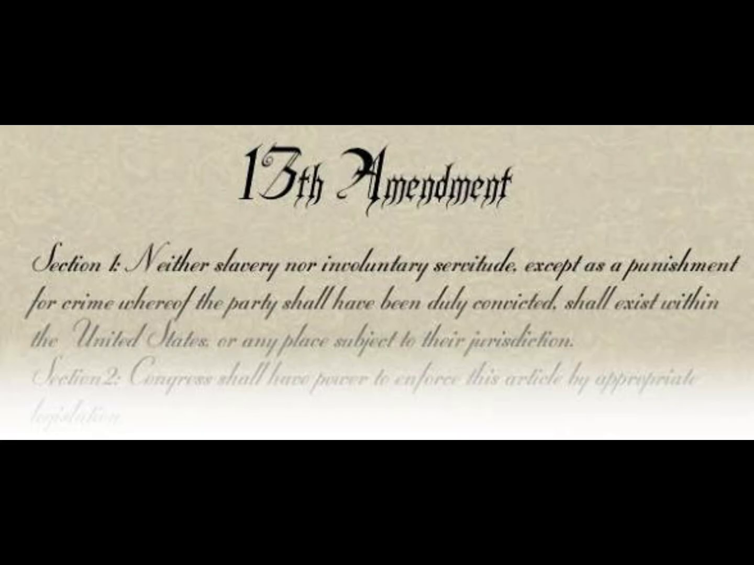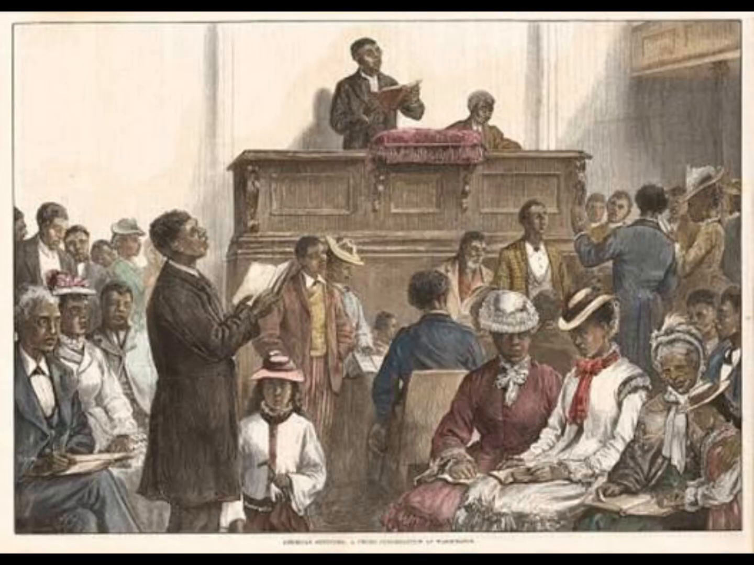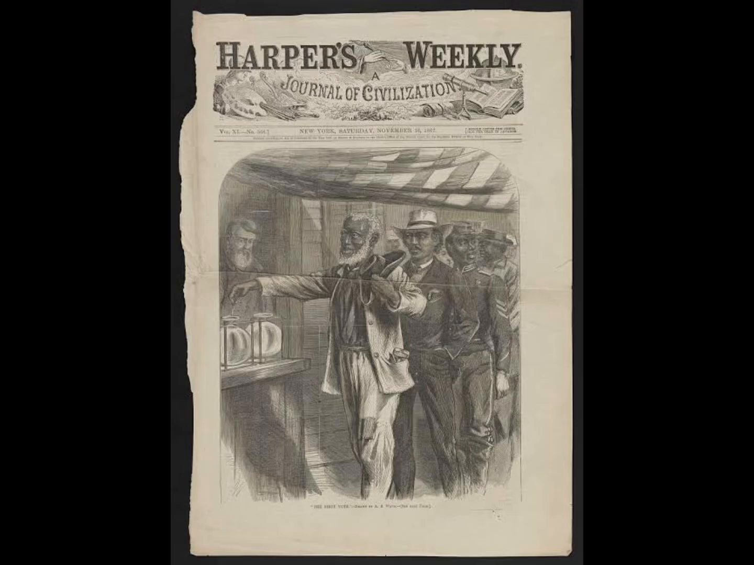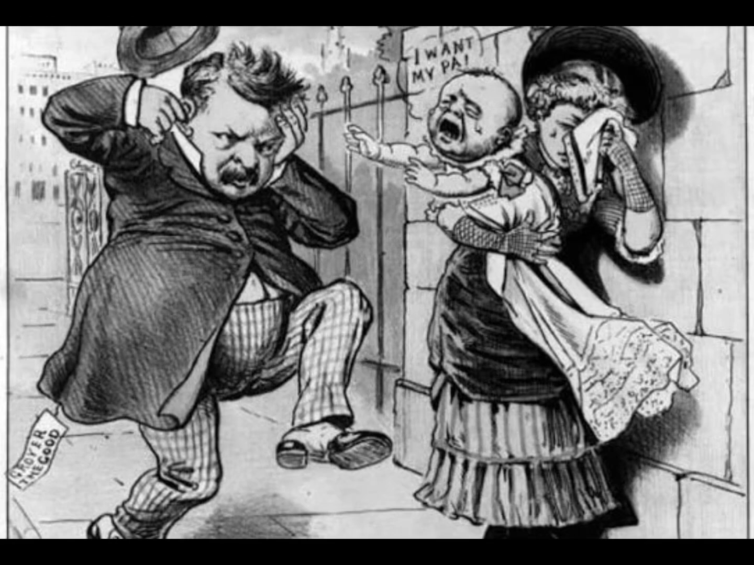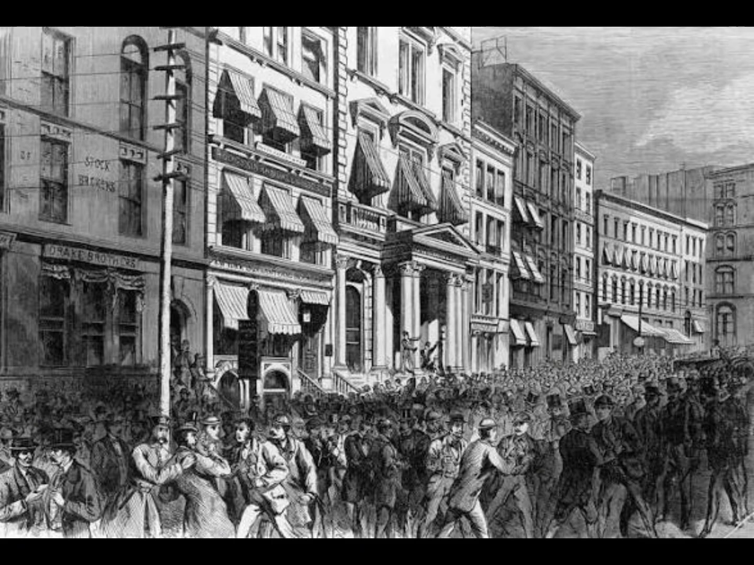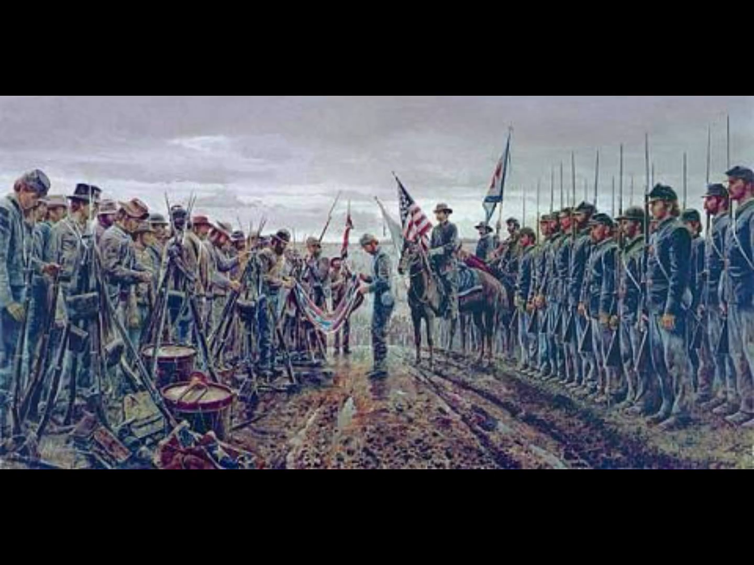During Reconstruction, the 13th, 14th, and 15th Amendments abolished slavery, granted citizenship, and protected voting rights for African Americans, transforming the country politically and socially. However, resistance in the South, economic struggles, and political compromise weakened Reconstruction efforts. When Reconstruction ended in 1877, many of its gains were left unprotected, shaping racial inequality for generations to come.